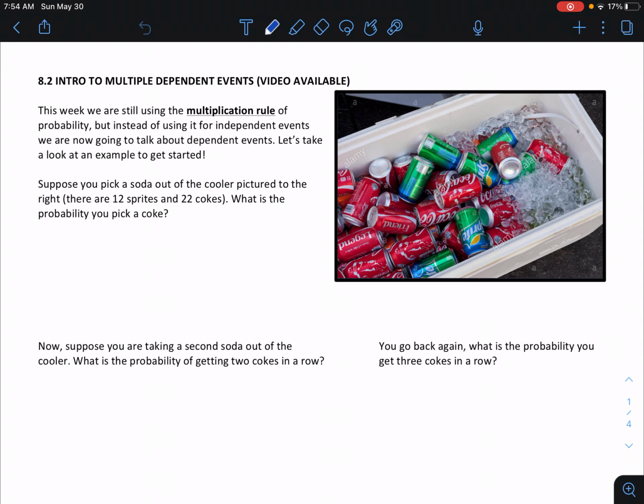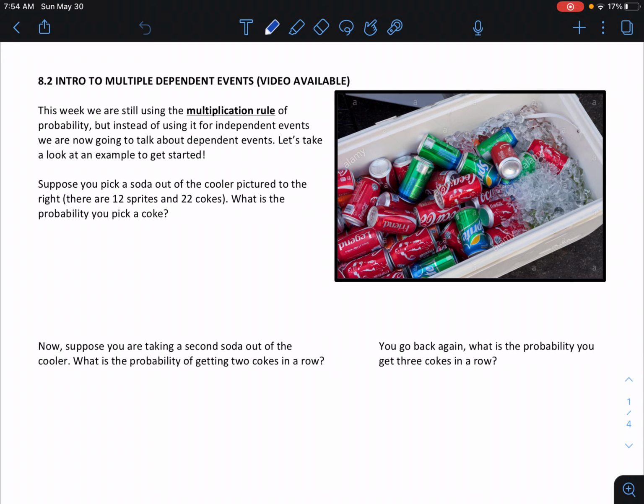This week, what we're going to talk about are dependent events. And dependent events, you can probably guess, are when the probability is going to change from one event to another. So you can look at this cooler full of cans of pop, Coke and Sprite, right? And you can imagine that if you grab a can of Coke out of that cooler, there is one less can in that cooler. And so that's the idea of a dependent event, because once you take one out, it changes the quantity of cans in the cooler, and so the probability is going to change as well.